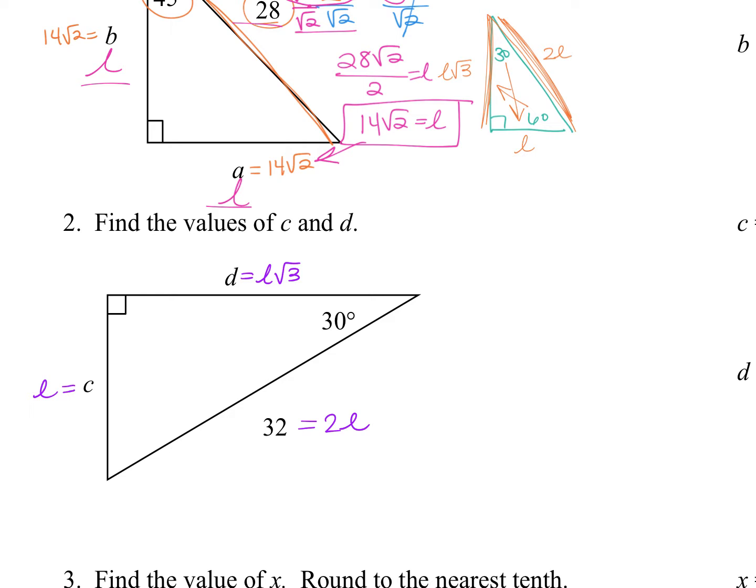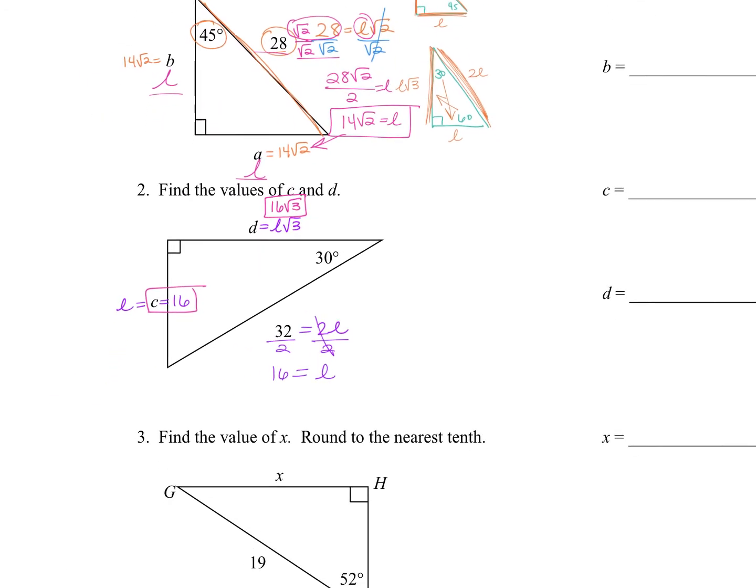Okay, so if I know 32 is 2L, then what is L? Yeah, divide by 2 on both sides, right? L is going to be 16 then. So that means C is 16. That's my L side. What's D? 16 rad 3. Yep, that'll be 16 times the square root of 3. Questions on that?